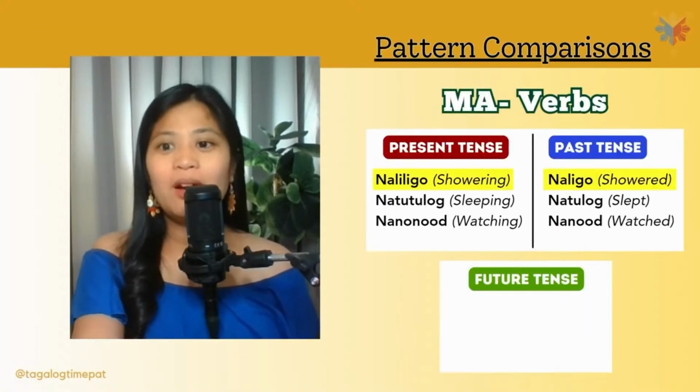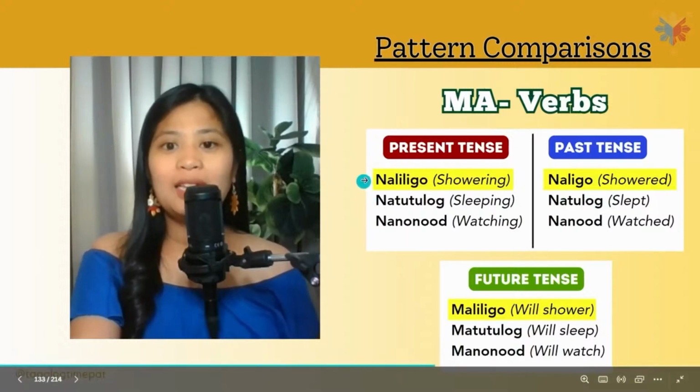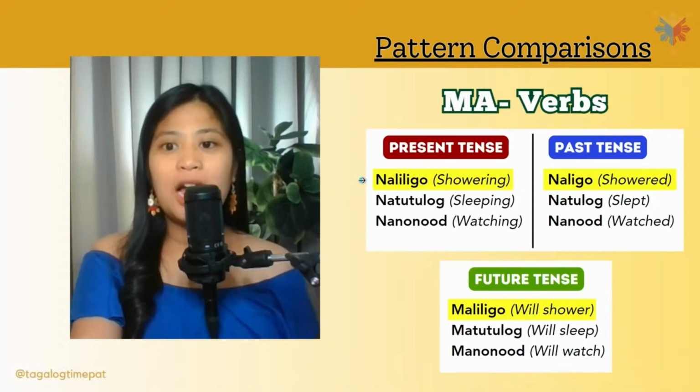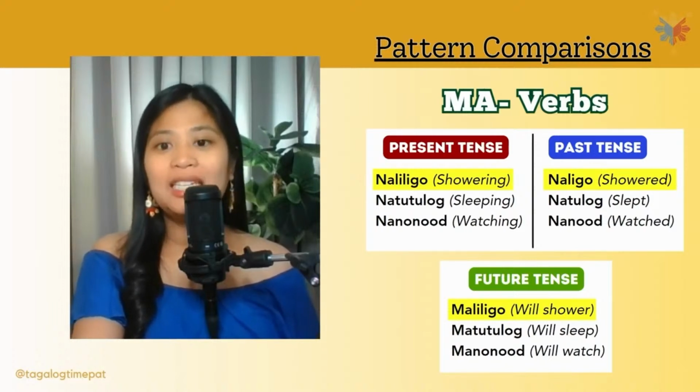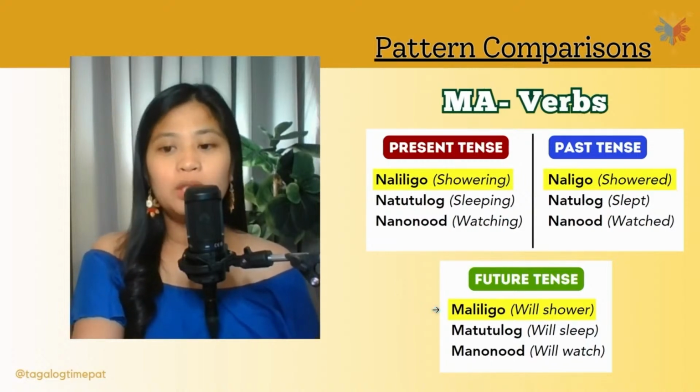Now let's compare all of the tenses together for ma verbs. Let's just take a look at the highlighted ones. Maligo means to shower. In the present tense, it's naliligo ako. Showering, taking a shower. In the past tense, it's naligo, showered. In the future tense, it's maliligo. Maliligo ako. I will take a shower. Again, for ma verbs, it's a very similar pattern for present and future tense conjugation.